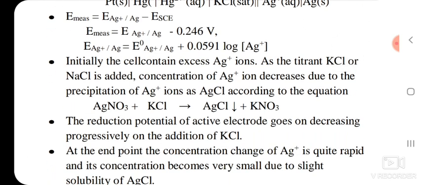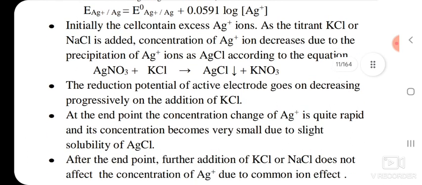Initially, the cell contains excess Ag+ ions. As the titrant KCl or NaCl is added, the concentration of Ag+ ion decreases due to the precipitation of Ag+ ions as AgCl. According to the equation, the reduction potential of the active electrode goes on decreasing progressively on the addition of KCl.